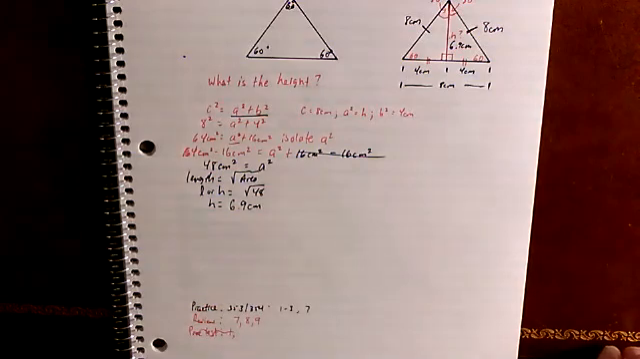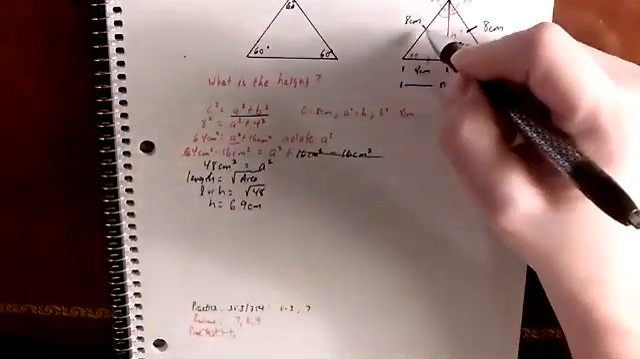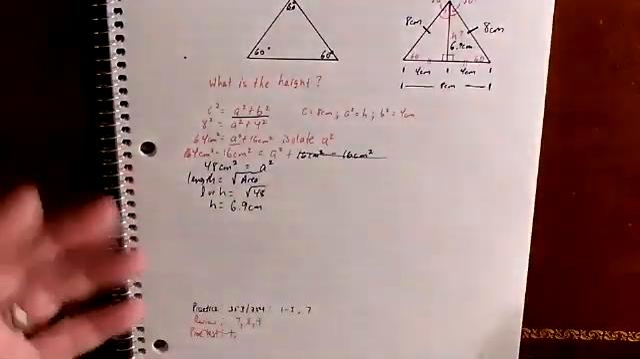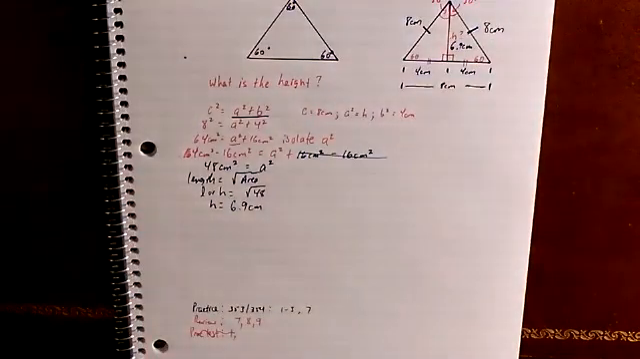But you've got to keep those things in mind. You've got to look for the markers, and keep in mind that the area of the legs added together equals the area of the hypotenuse.